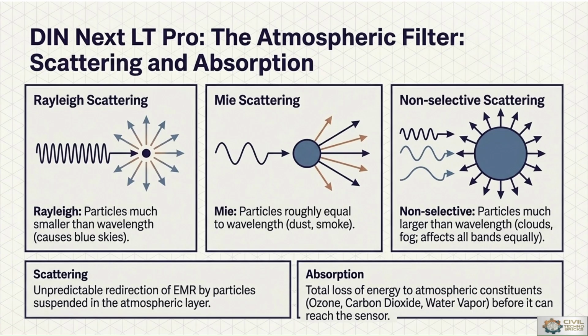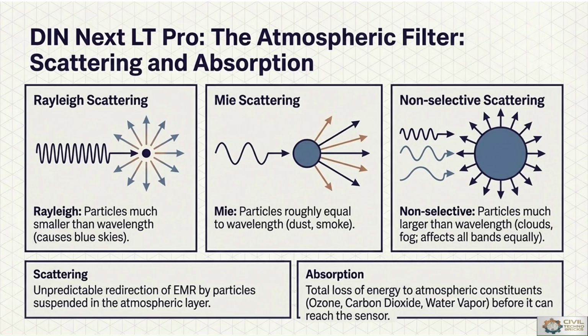Likewise, when the electromagnetic radiation reaches an object, part of the energy gets reflected, part of the energy may get absorbed, or part of the energy may get transmitted. So different materials show different spectral behavior depending on composition and moisture content. For example, water absorbs most infrared radiation, while vegetation strongly reflects near infrared energy. So these spectral characteristics help engineers to identify land cover, soil condition, and water resources.